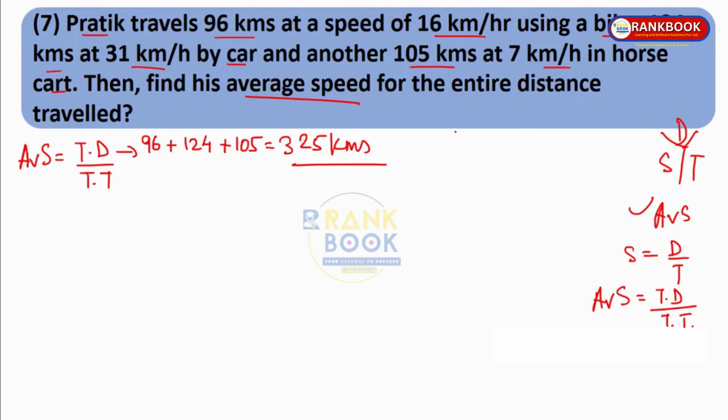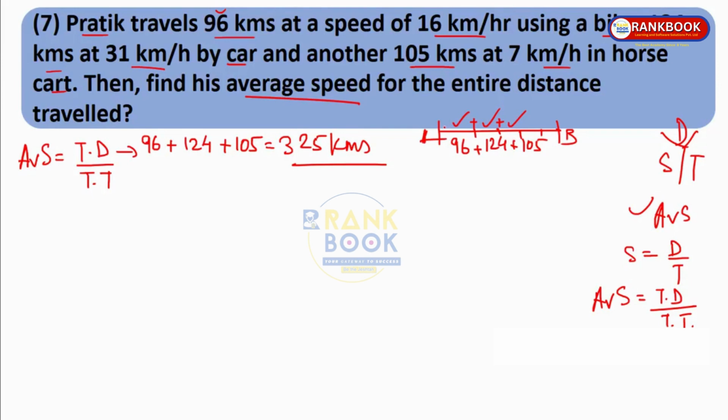What we saw earlier while learning about average speed: if there are two places A and B, and there are stops in between, then find this distance, add it with this distance, add it with this distance. Same way, the initial 96 kilometers, add it with the second distance. This is 96, this is 124, this is 105. We add and add. This becomes the total distance. Now how to find total time?